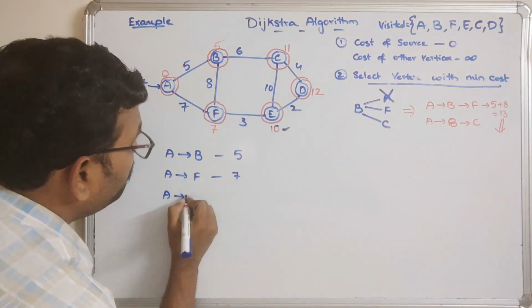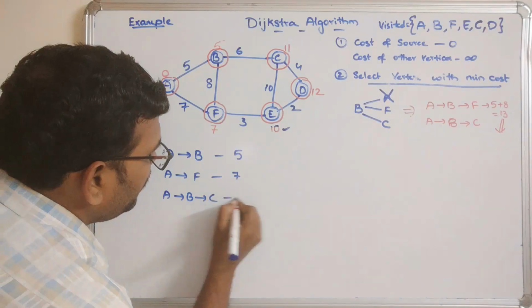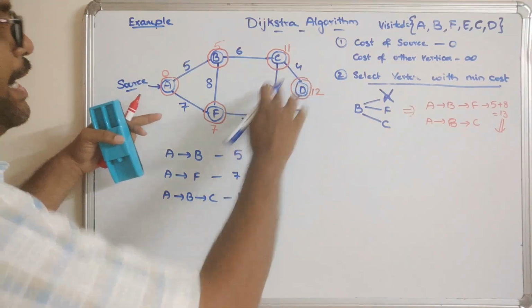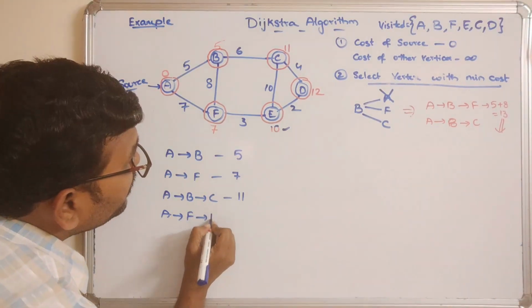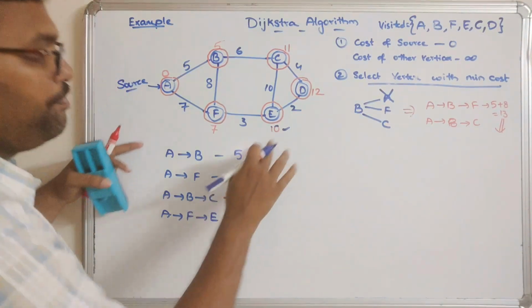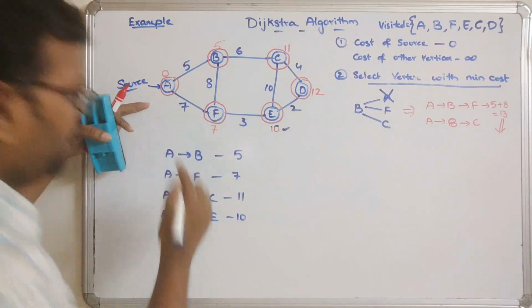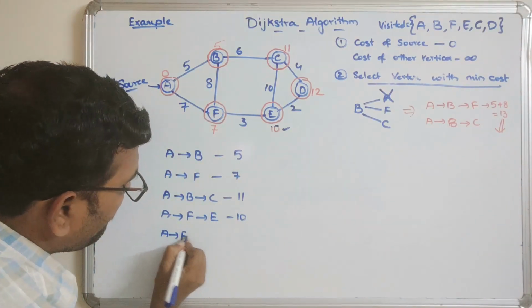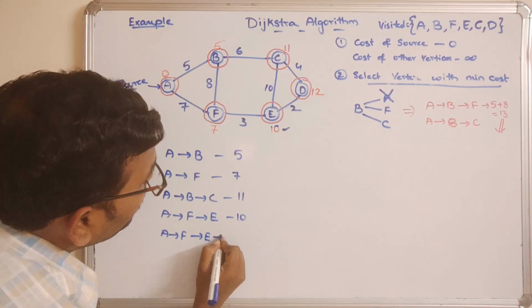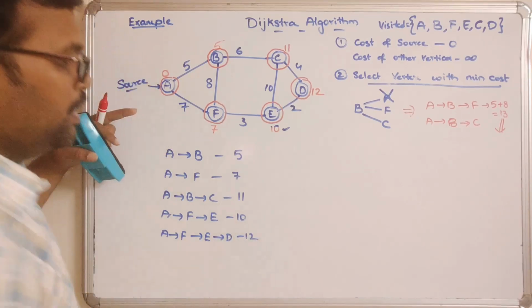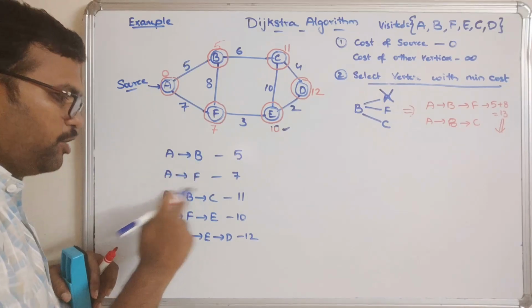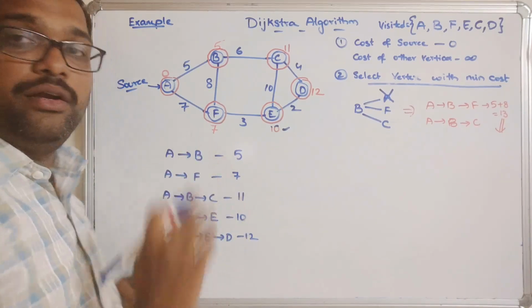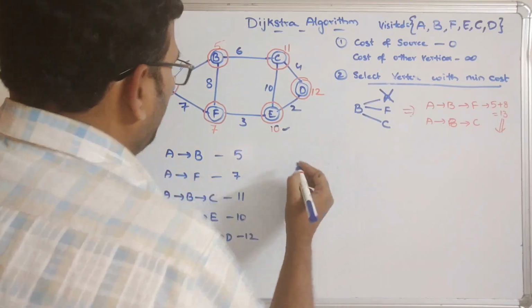So what about C? A to B, B to C, it is 11. Next, E: A to F, F to E, it becomes 10. Next, A to F, F to E, E to D, it is 12. So this is the cost from A to B, A to F, A to C, A to E and A to D.